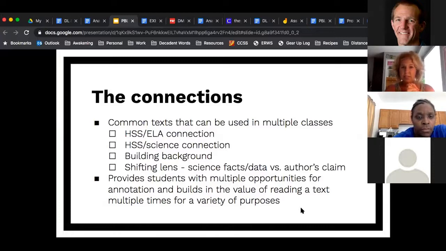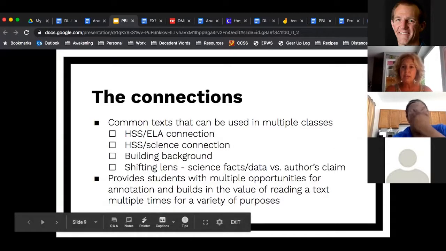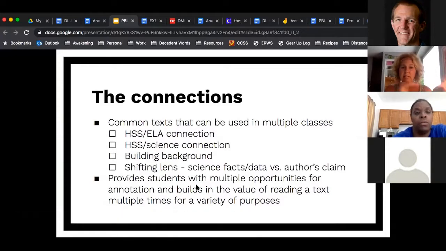One of the things that could be included are common texts that are used in multiple classes. Let's say I've got an article that we're reading in history and English, or an article that connects science and history or math together. I may have texts that are about building background, like I just showed you in the example of the Midway.